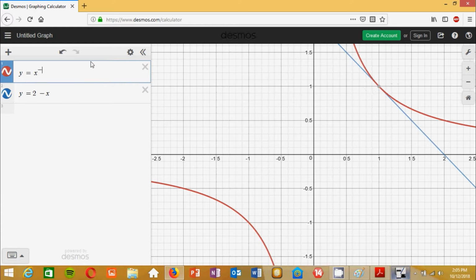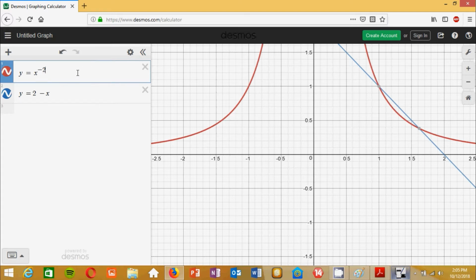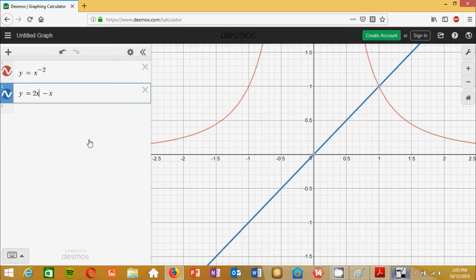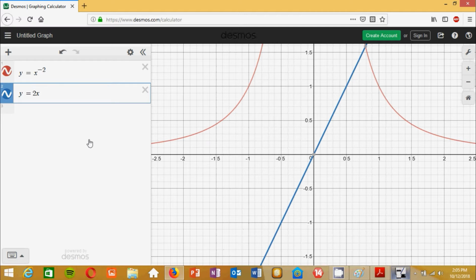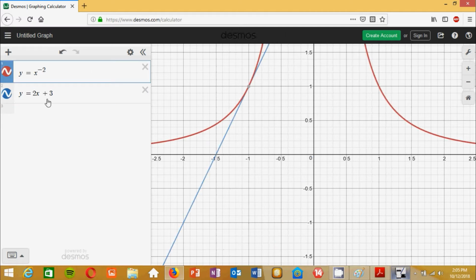What about the graph y is equal to x to the power negative 2? And let's say I want to find the gradient at the point negative 1, 1. I want to find the gradient there. So what am I going to do? I'm going to draw a tangent there. And this is my tangent. And the gradient of that tangent is 2, so the gradient at that point on the curve is 2.